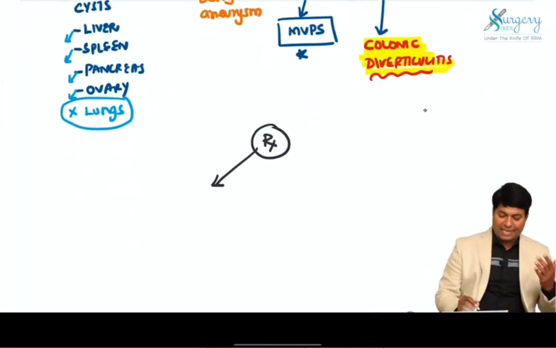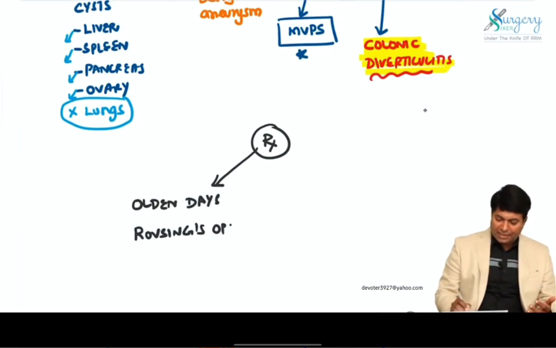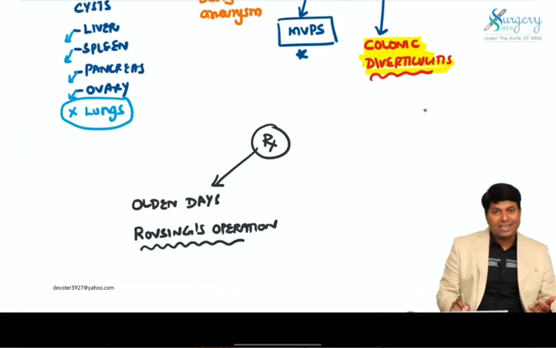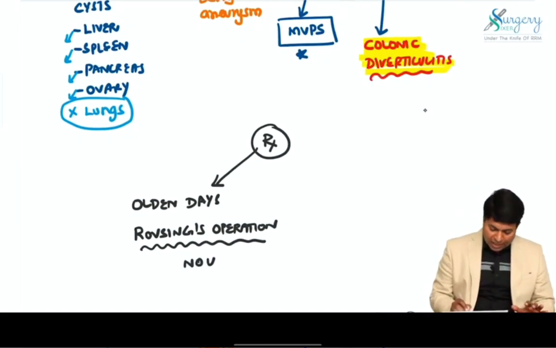The treatment of polycystic kidney disease in olden days was what? In olden days, they did an operation known as Rovsing operation, in which they break the cysts one by one, laparoscopically, thinking the kidney will function and recover. But it is no use, not done nowadays, just for completion.